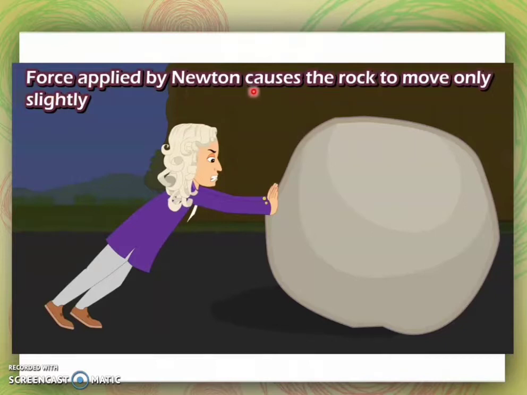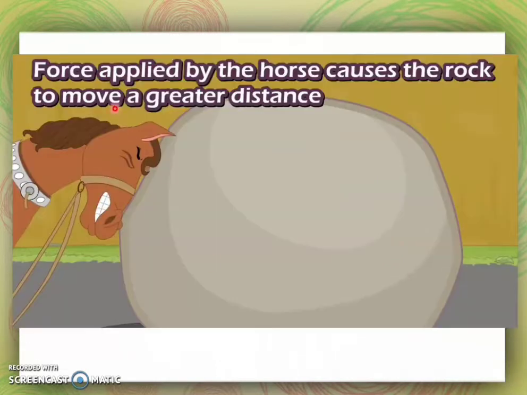Force applied by Newton causes the rock to move only slightly. Newton is obviously smaller compared with this huge rock, so it would only move slightly. Here's another. Force applied by the horse causes the rock to move a greater distance. Since the horse is bigger, it is stronger, so the rock will move at a greater distance.